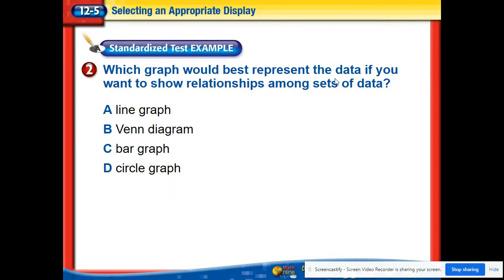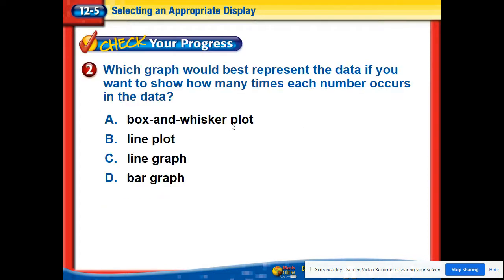Which graph would best represent the data if you want to show relationships among sets of data? Well, relationships and whether or not they overlap would be the Venn diagram. Which graph would represent the data if you want to show how many times each number occurs? So we're talking about a frequency. And so a line plot.